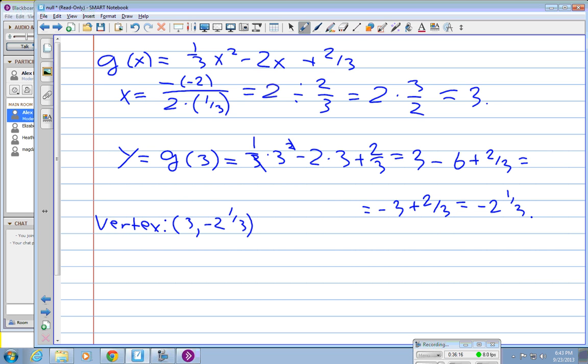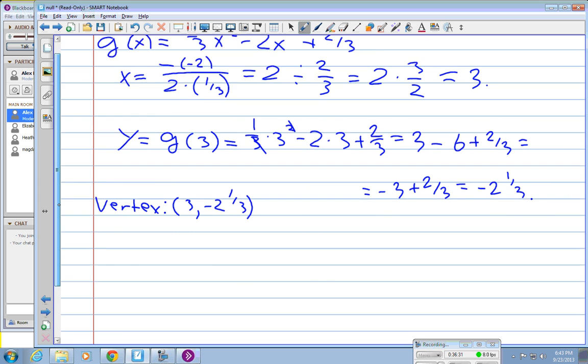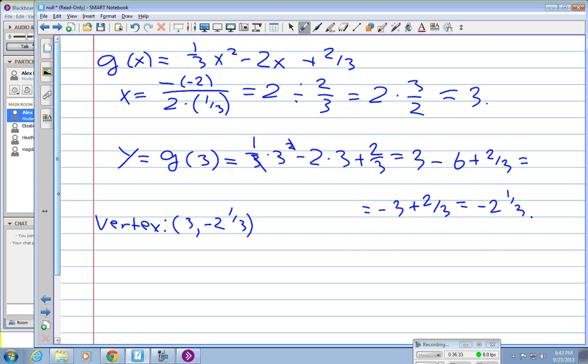How is that? Is that good? It's a little easier than completing the square, right? But now we can do some of those maximization, minimization problems without using the calculator.